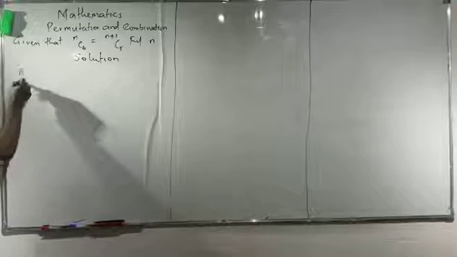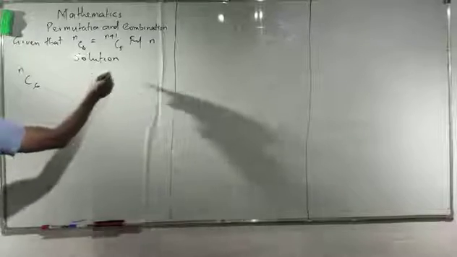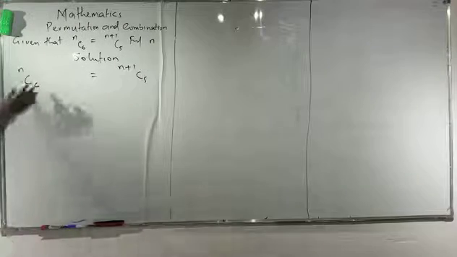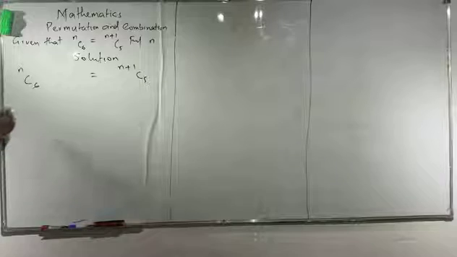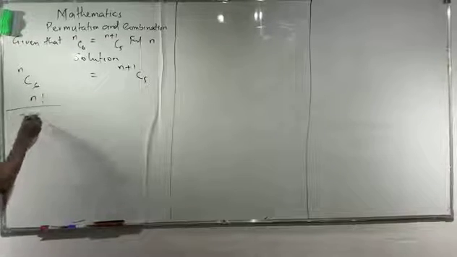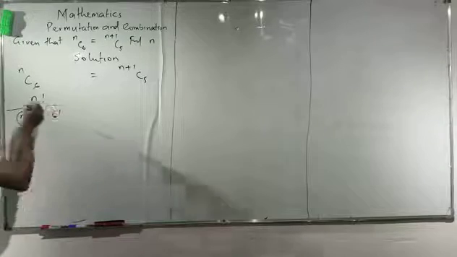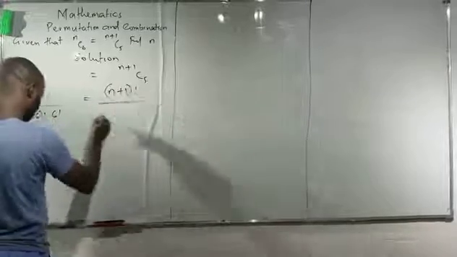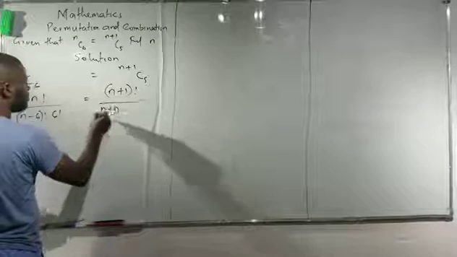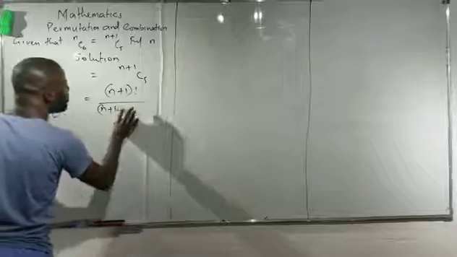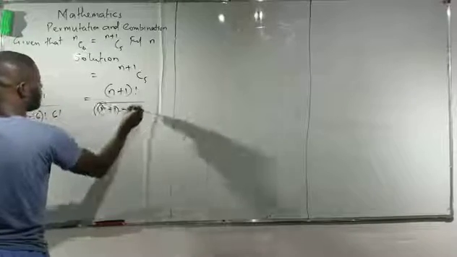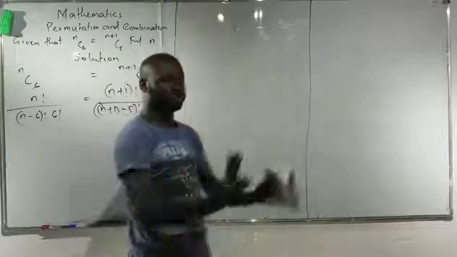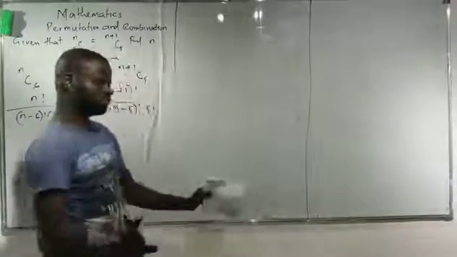Solution. I have n combined 6, which is equals to n plus 1 combined 5. You are looking for n. With our combination principle, this one will give us n factorial over n minus 6 factorial and 6 factorial. Now, this will give us n plus 1 all in factorial divided by n plus 1 minus 5 factorial and 5 factorial. That is just it. Once you can get to these steps, you have to know how to shift up or shift down. From there, you are good to go.